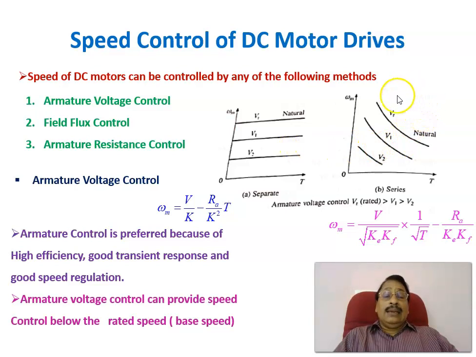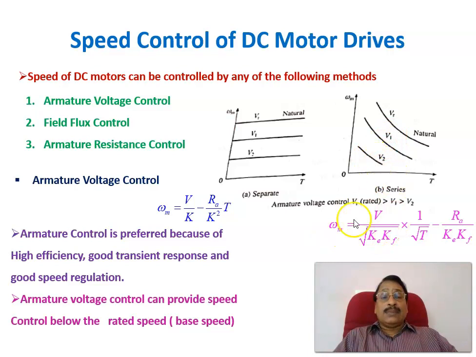And similarly for the series motor, it can be used for speed control below the base speed. This corresponds to the base speed. Therefore, as you reduce this voltage, you can see that the characteristic shifts towards this side, and the speed is getting reduced.